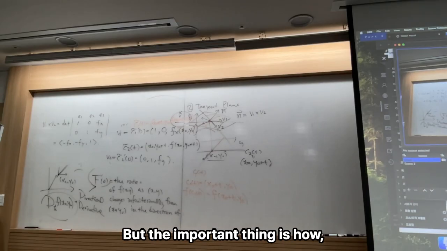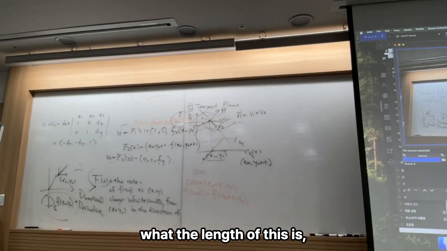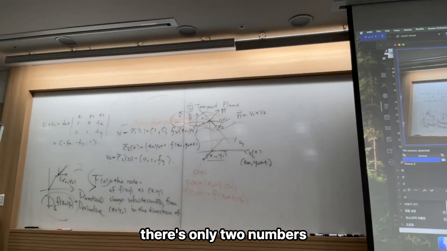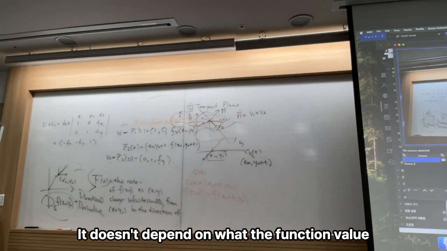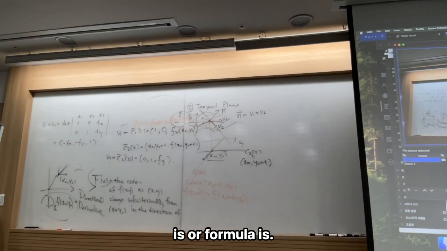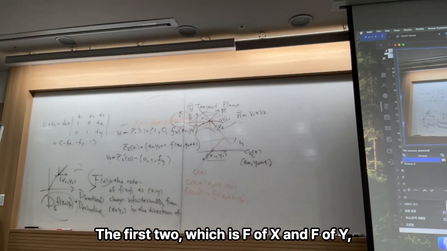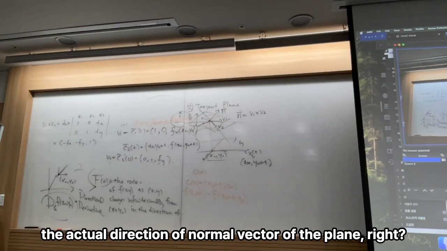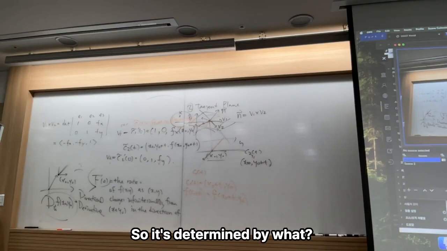But the important thing is not the length of this, it's about the direction. If you see the formula, there are only two numbers that determine the direction. The last number, 1, is just a constant, right? It doesn't depend on what the function value or formula is. The first two, which are fx and fy, are what determine the actual direction of the normal vector of the plane, right?